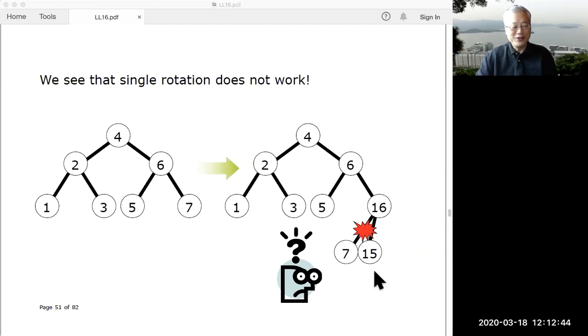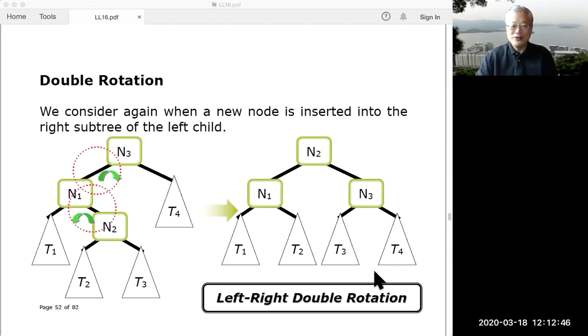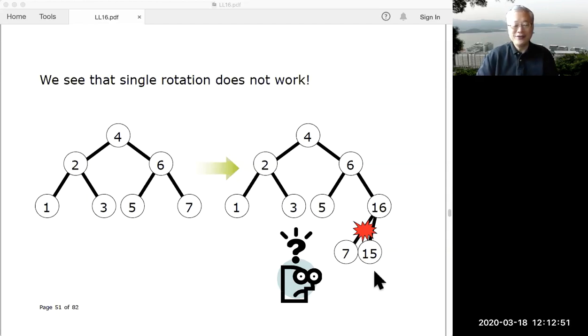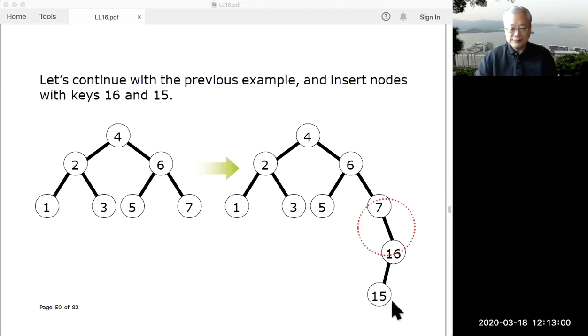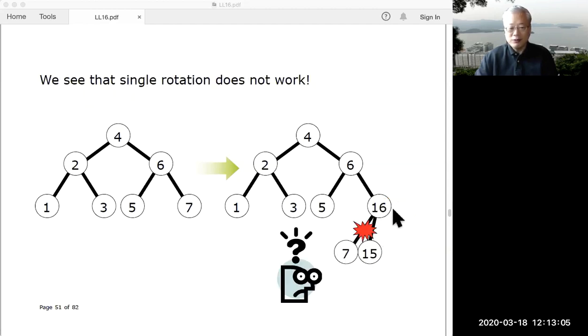So what do we do? You see the next slide. We are going to introduce double rotation, okay? But before we continue, another suggestion, 7, 15. No. Here, I only say that with 7, 16 left rotation, we will end up with something like this, and this is not good. This is not allowed. This is illegal, okay? And so we don't do this left rotation.